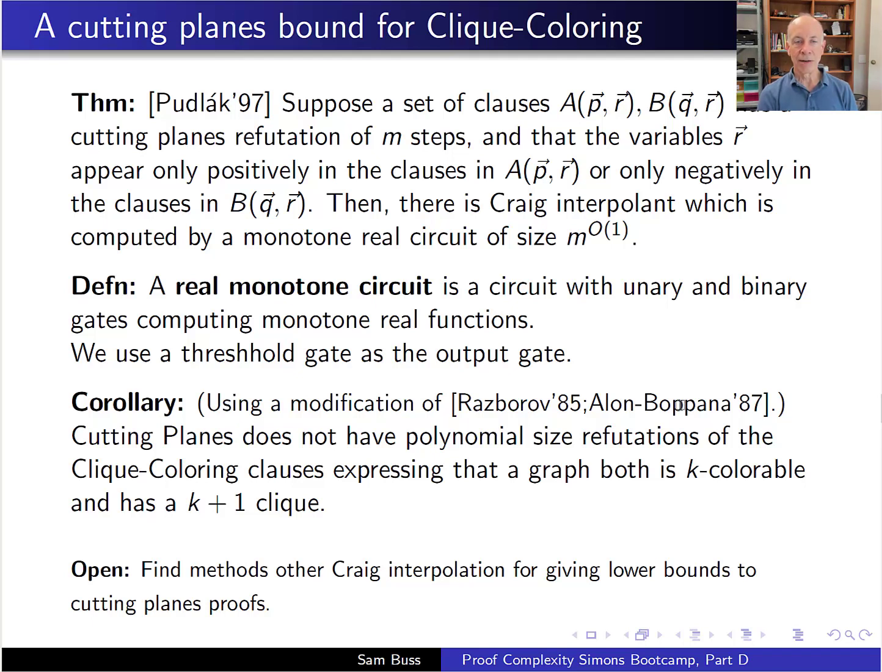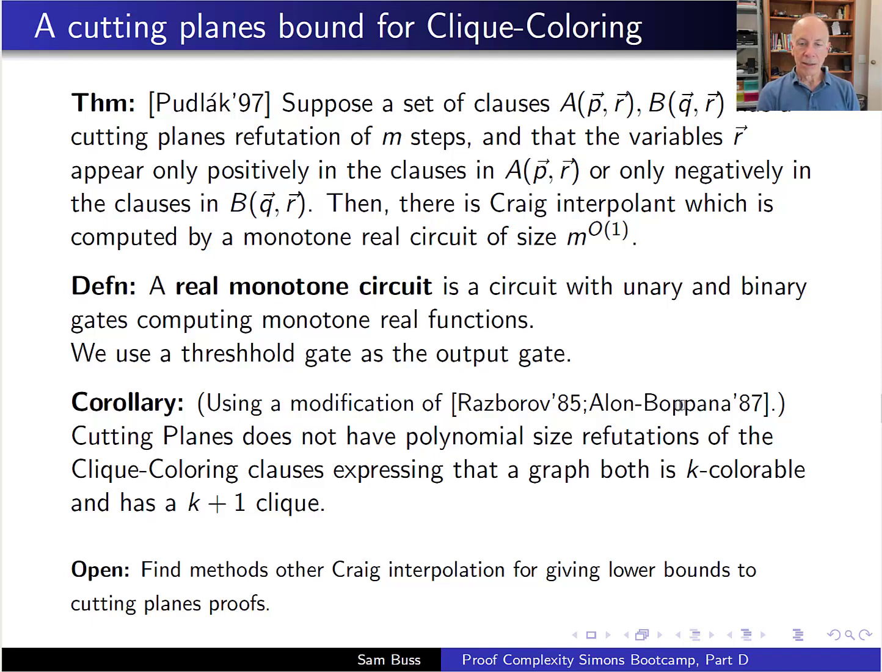The conclusion is there's a Craig interpolant, which is computed by a monotone real circuit, not a Boolean circuit anymore, a real circuit of size M to the order 1. And a real circuit means a circuit where the values on the wires in the circuit are real numbers. The circuit has arbitrary unary and binary gates that take as inputs real numbers and output a real number, but must compute monotone real functions. So monotone real function means that if you increase the value of one of the inputs, you cannot decrease the value of the output.